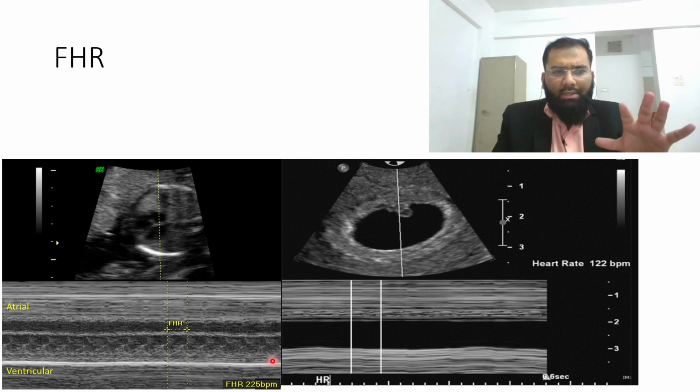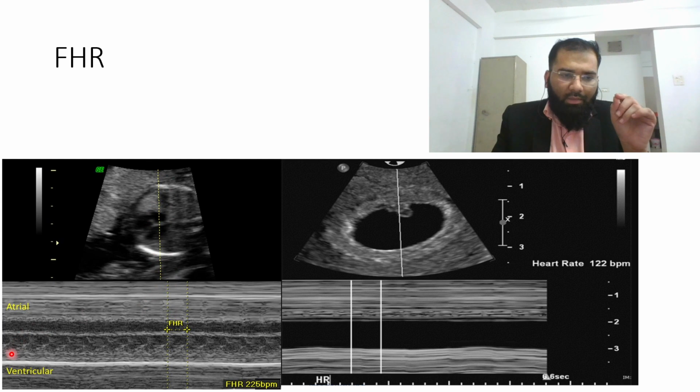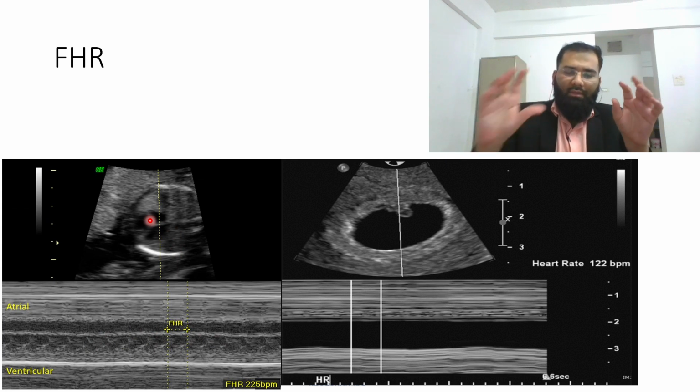Now, let us see this image. This is a fetus. Now this is M mode. M mode detects the motion. Are you able to see these undulations? These undulations detect the cardiac activity.